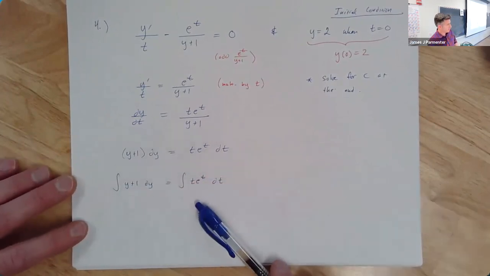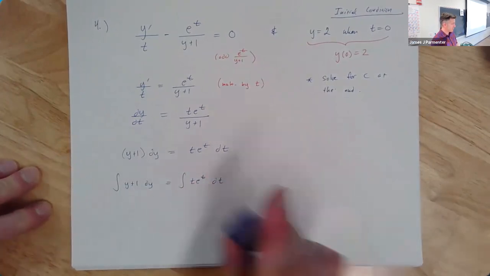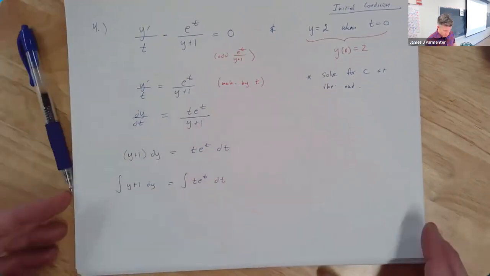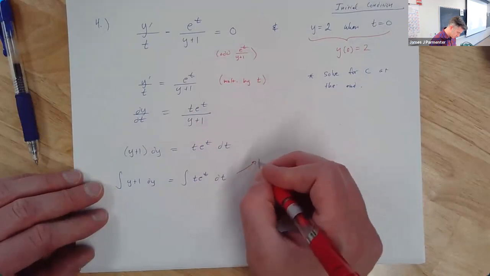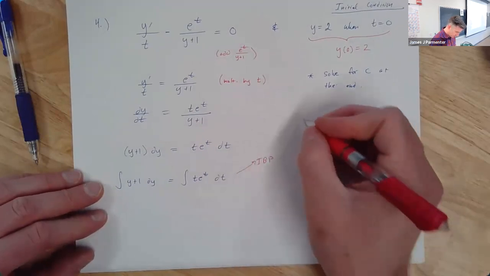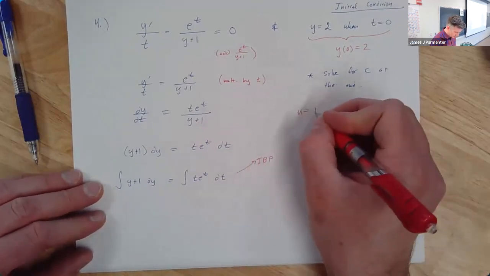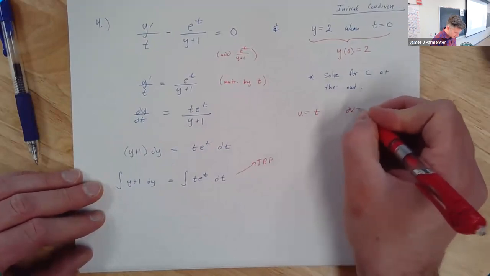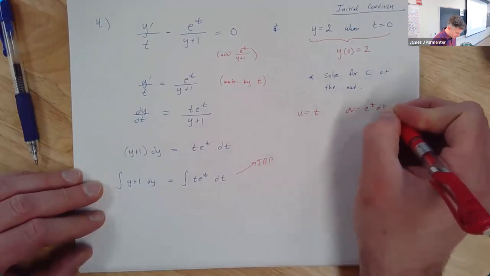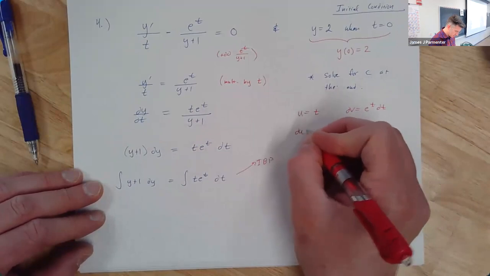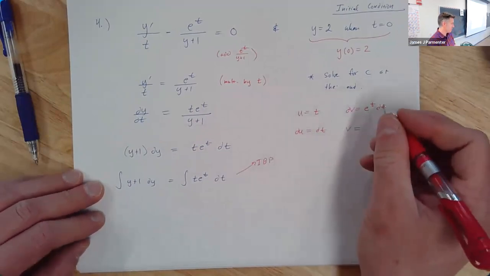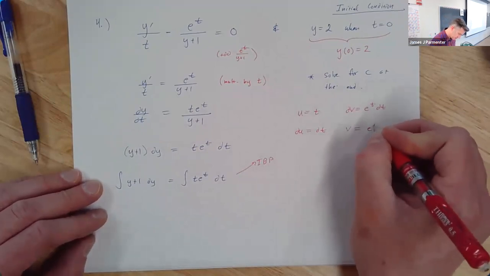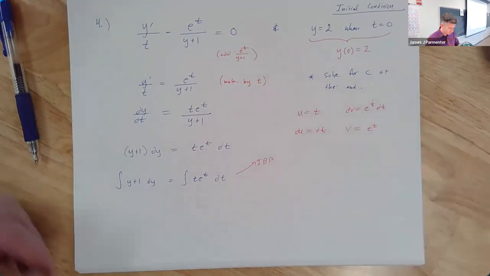And this integral of t e to the t definitely is integration by parts. So integration by parts, we're going to let u equal t, dv is going to be the rest, and then du is just 1 times dt, and v is the antiderivative of e to the t, which is also great, not too terrible.